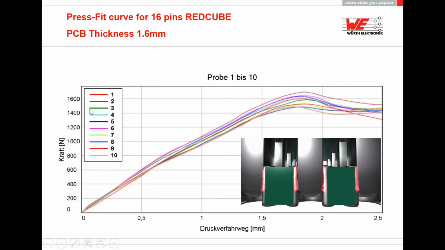We can also see here the force itself. We have a part with 16 pins, and the force is about 1,600 Newton for the whole part. So we are close to this 100 Newton per pin. And we can also see the range of different parts, and this range is due to different tolerances we have on the part side and also on the PCB side.